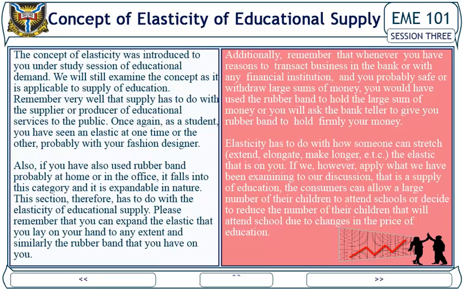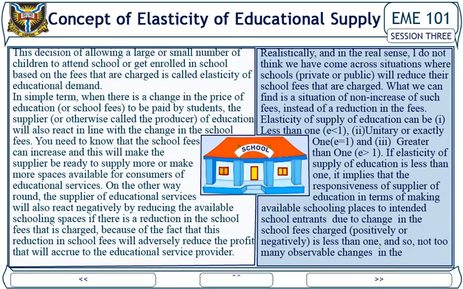If we, however, apply what we have been examining to our discussion, that is the supply of education, the consumers can allow a large number of their children to attend schools or decide to reduce the number of their children that will attend school due to the changes in prices of education. This decision of allowing a large or small number of children to attend school or get enrolled in school based on the fees that are charged is called elasticity of educational demand.